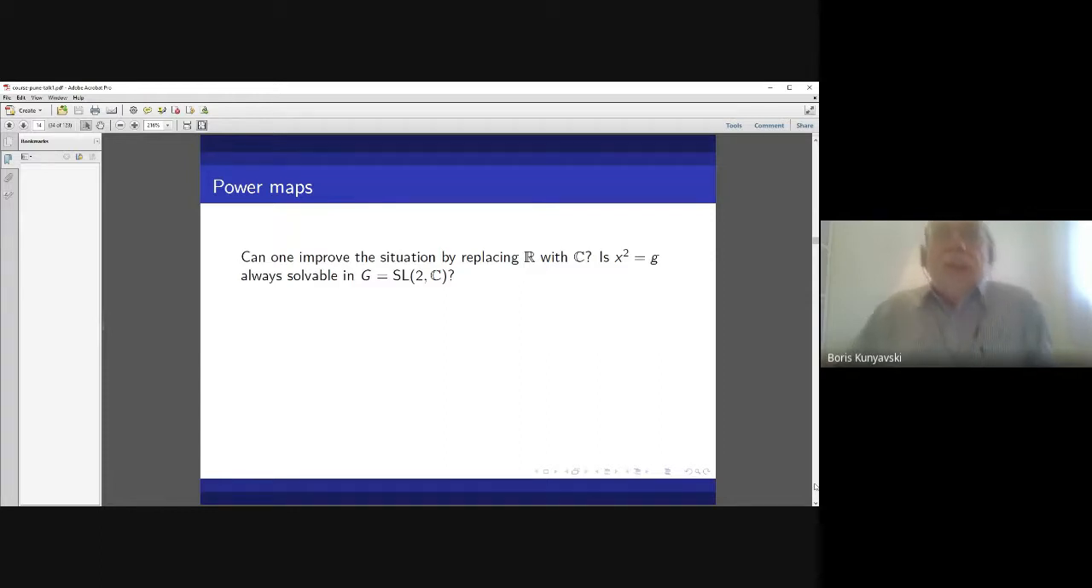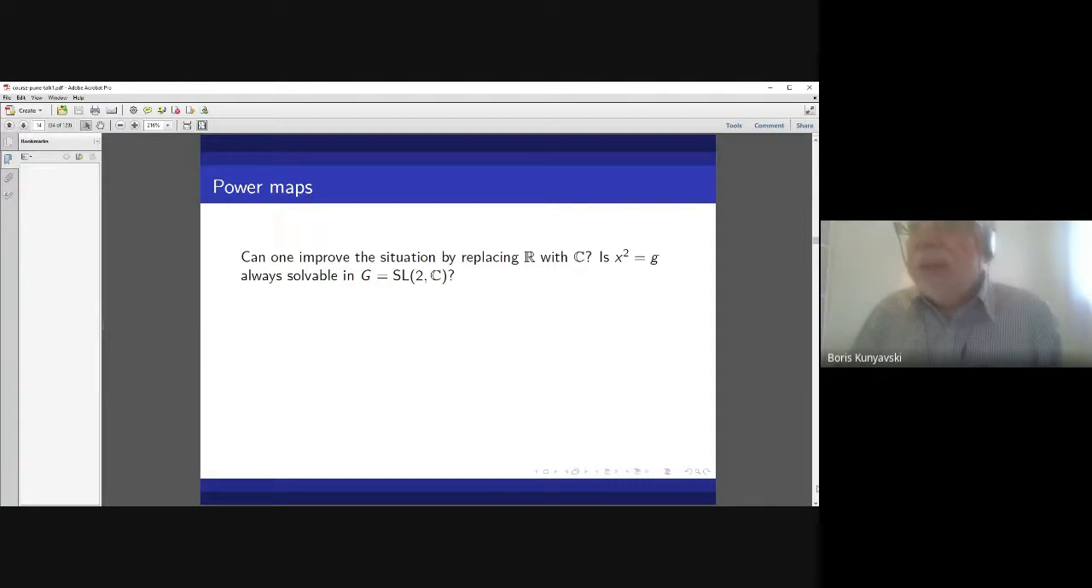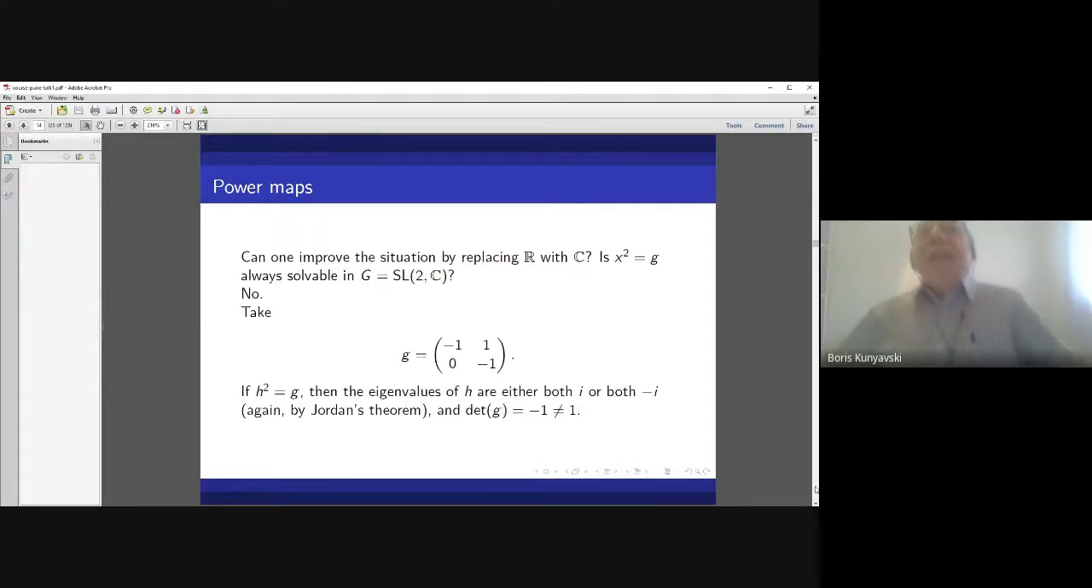Now, the next question: can one improve the situation by replacing R with C? So replace real numbers with complex numbers. So is the same equation, x squared equals g, always solvable in SL_2(C)? What do you think? Once again, intuition, yes, no? It's not even in this case. Okay. Here is the answer. The answer is still no.